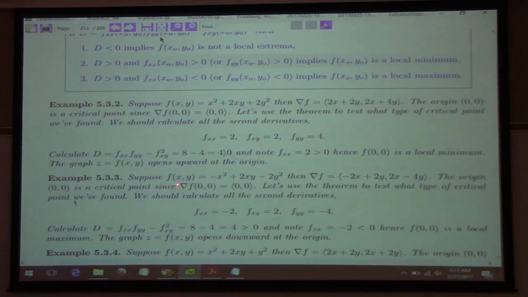Here's another one. f of x,y is minus x squared plus 2xy minus 2y squared. Calculate the gradient. The origin, again, is a critical point. Calculate your second derivatives. fxx is minus 2, fxy is 2, fyy is minus 4.